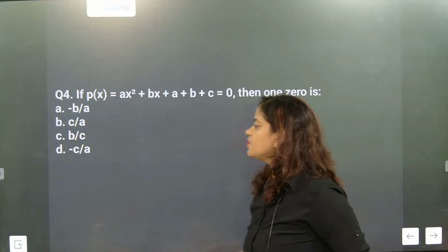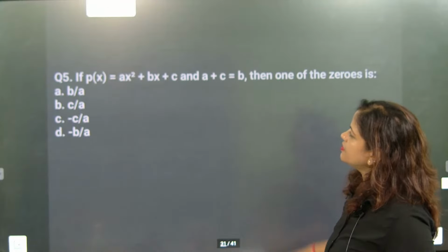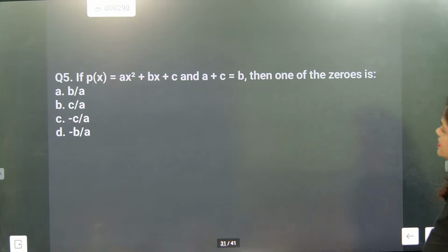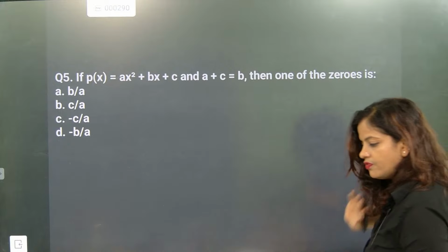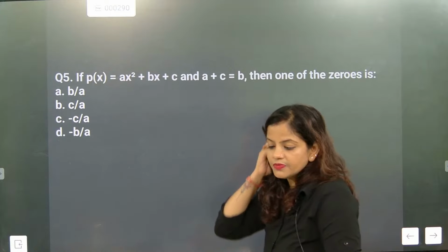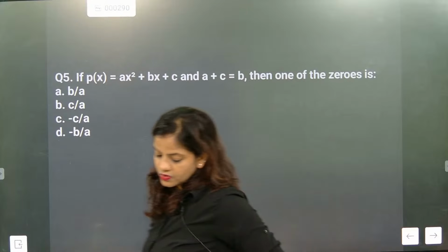Yes. So after this, what we are going to do is we'll go for question number 5. a plus c is equal to b. I think this question is correct. Can you go for it? Can you solve this question, beta? Please solve these types of questions. Don't leave these questions.